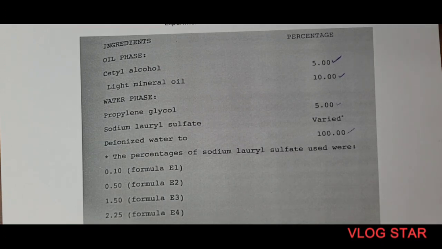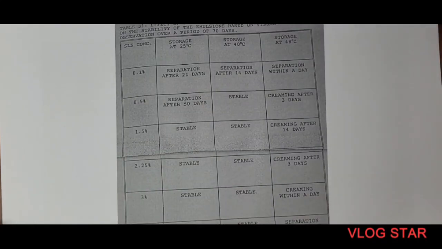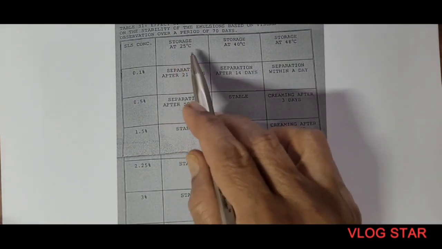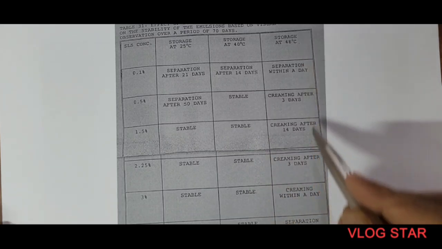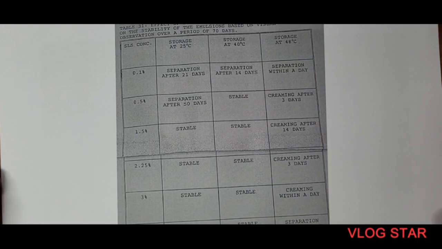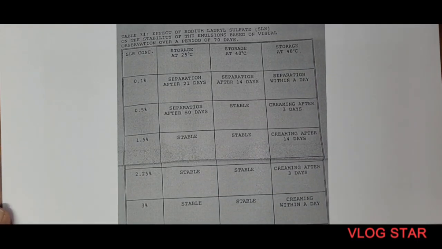See, what we found is this. Storage at 25 degrees, storage at 40 degrees, storage at 48 degrees. Compared to Indian conditions, 25 is a little on the cooler side. I have not gone into the fridge temperature, but storage at 25, storage at 40 and storage at 48 degrees. So these three temperatures we have done.